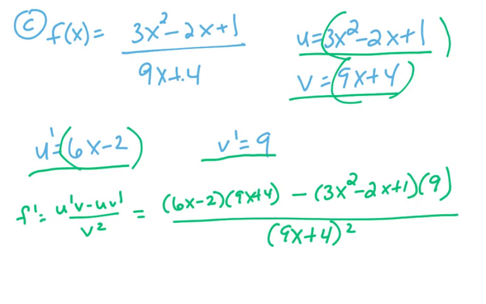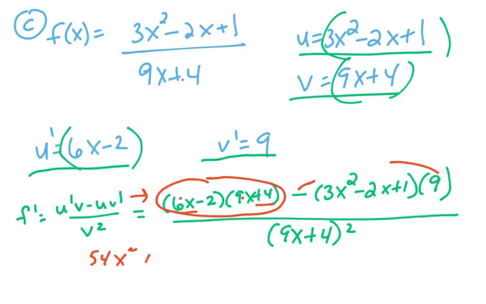So if you find that you have time and you want a little bit more practice, what you would do is you would FOIL this portion and then you would distribute the negative 9 into that one. So I'll do that for you just so you see it, but for the exam, this is sufficient. So 6 times 9 is 54x squared. 6x times 4 is 24x. Negative 2 times 9x is negative 18x. And negative 2 times 4 is minus 8.